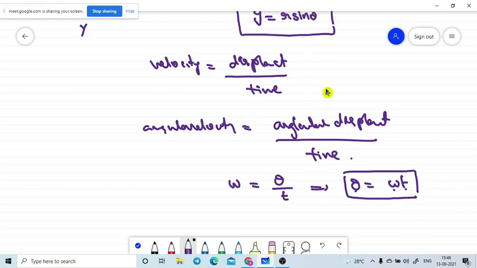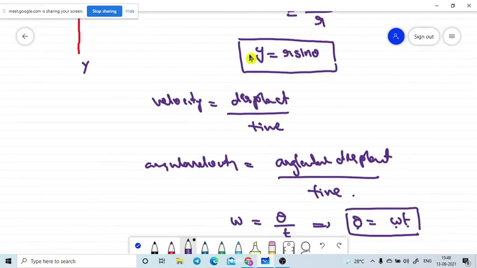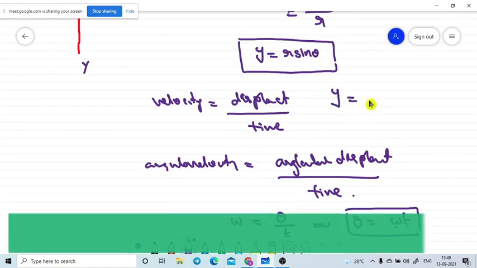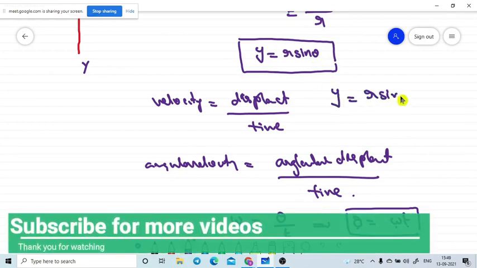Will you please look at this formula? The displacement of the particle in simple harmonic motion is equal to R sin theta. In this equation we can put Y is equal to R sin omega t. This is also another expression for the displacement of the particle, where the particle is executing simple harmonic motion.